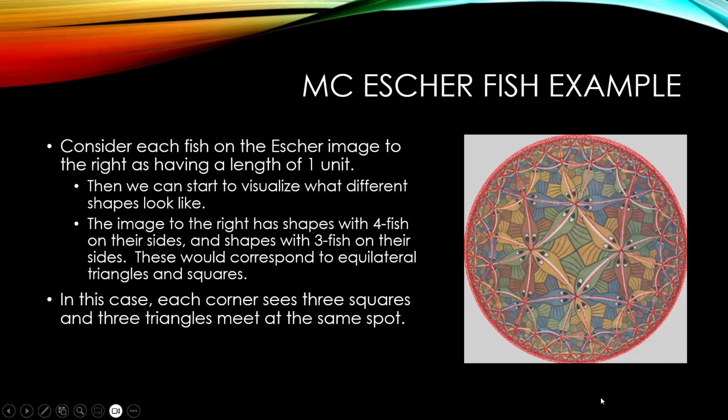In this example, this is a different fish example. We can start to see what shapes would look like. And so if we consider each fish as having a length of 1, then we can start to visualize what different shapes look like. In the center region, this would be a square because it has 4 fish of equal length.